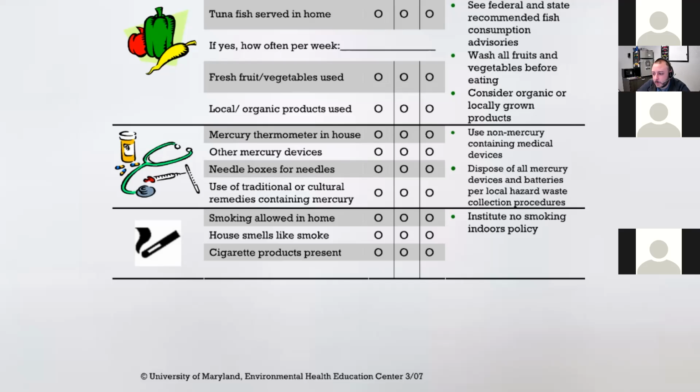And then, is there smoking in the home? Does it smell like cigarette smoke? This doesn't necessarily have to do with community paramedicine, but just thinking about needles in the home and safety for EMS.